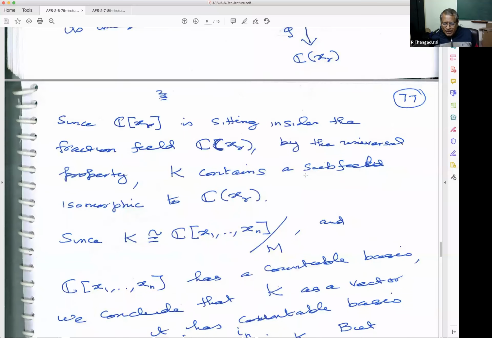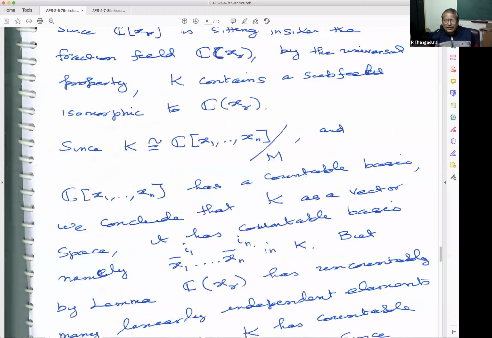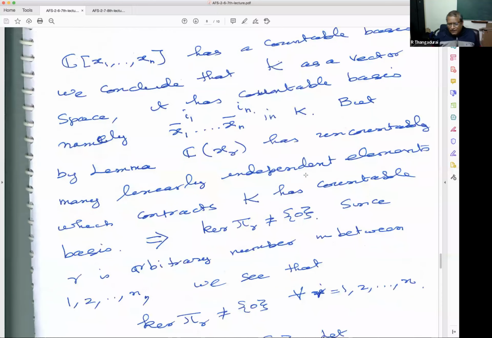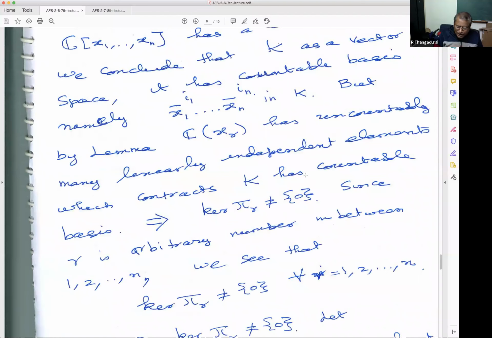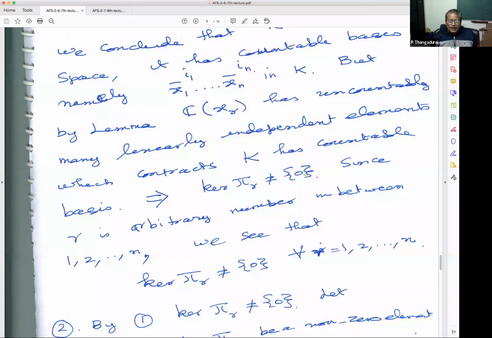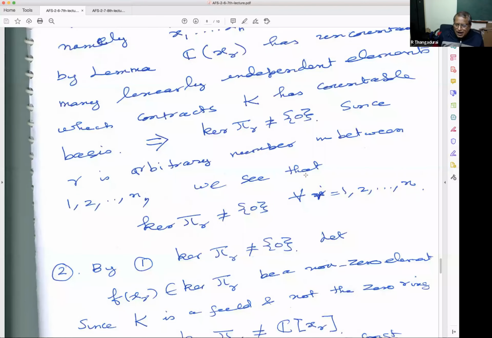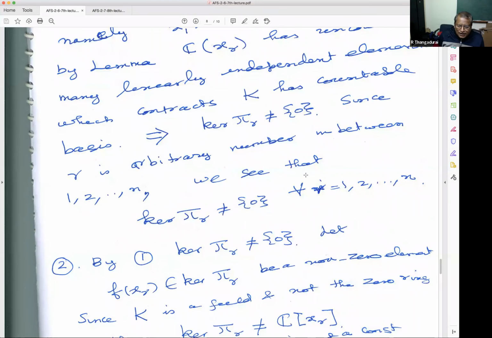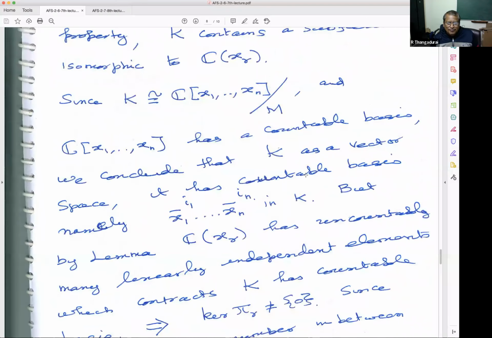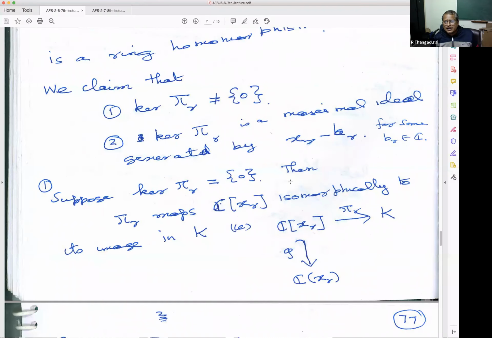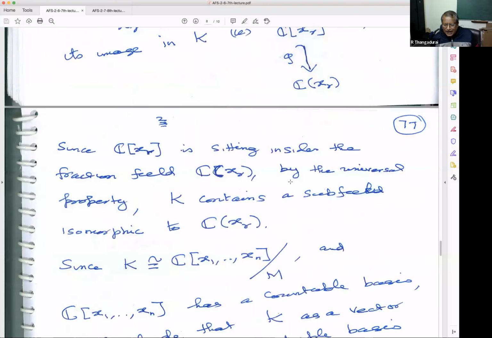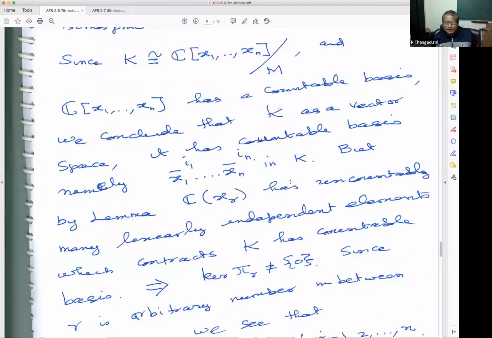the kernel of pi r is non-zero. Since r is arbitrary, whenever we restrict to any subring of one variable C of xr, the kernel of that restriction map is non-zero. Now fix any r between 1 and n, and we are trying to prove part 2. What is 2? It is that the kernel of phi r is a maximal ideal. That is what we have to prove. It is an ideal, we know. We want to prove it is maximal.